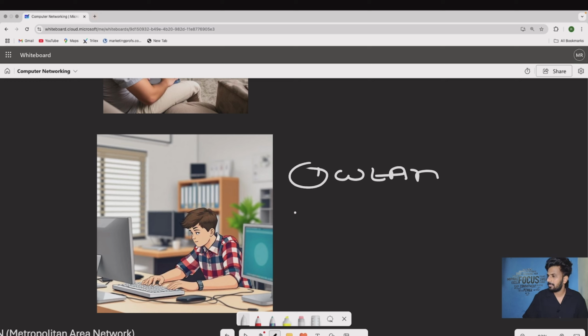And the second topic is VLAN. VLAN stands for virtual local area network. This is a very important concept to understand. VLAN is used to separate traffic logically inside one big network, even if all the devices are physically connected to the same switch or cables.